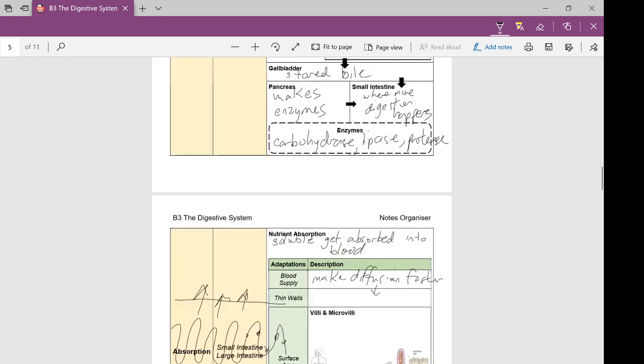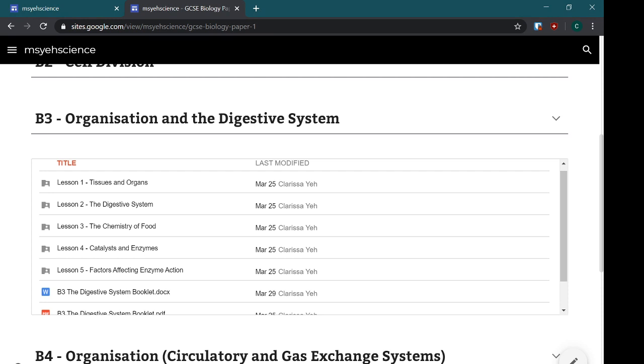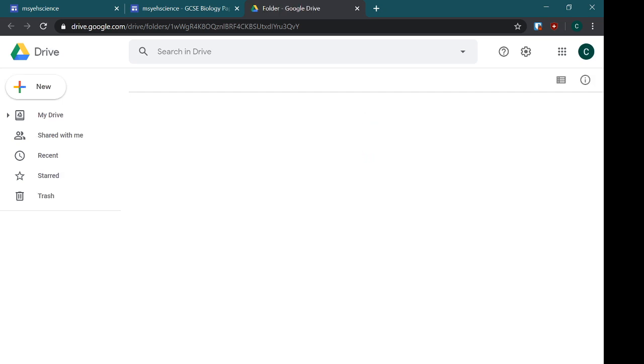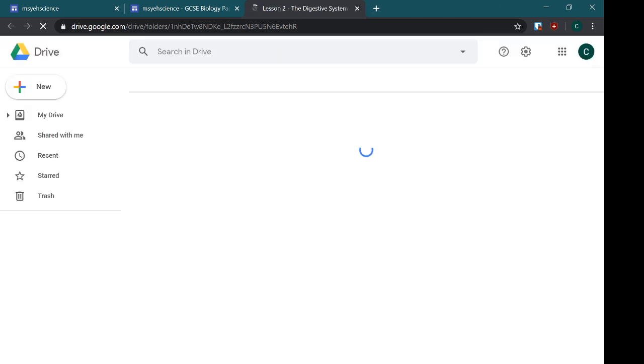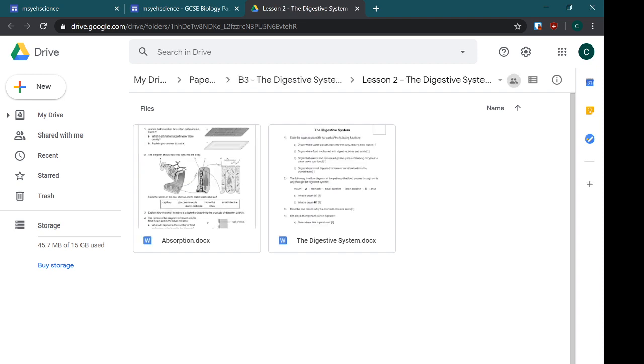And you can also use Seneca for some additional practice. Make sure you are using Seneca and make sure you are using Educake. Okay? I also have on the website additional resources for you to have a look at for some extra practice. So if you click on Lesson 2, the digestive system, I have 2 worksheets for you to have a look at. I'll be putting the answers up, actually. That should go up in maybe about 20 minutes' time.